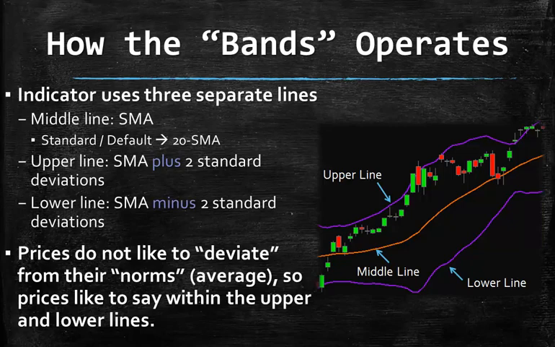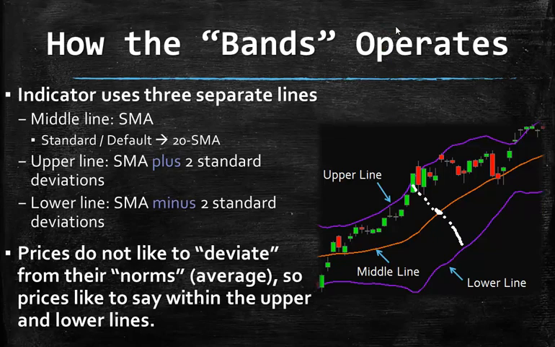Now, in regards to the upper line, it is the SMA plus 2 standard deviations. The lower line is the SMA minus 2 standard deviations. So here we have our middle Bollinger Band, otherwise known as the 20 SMA. And then here's 2 standard deviations, and here's 2 standard deviations. Remember, if you're interested in learning more about standard deviation, search engines are your friends.